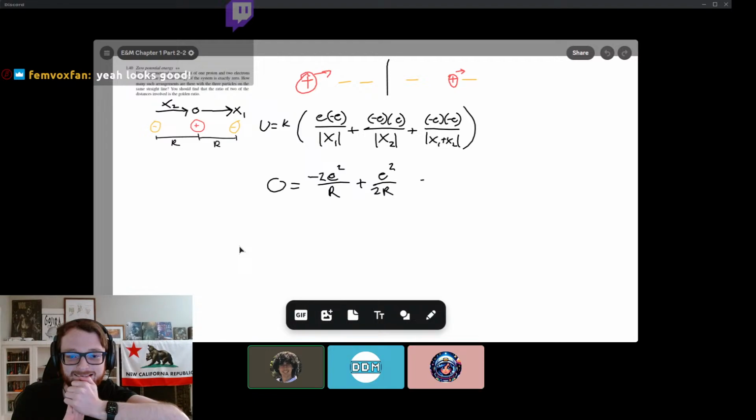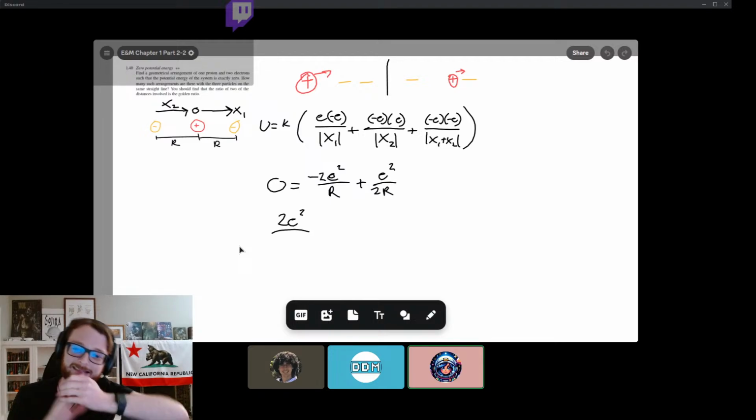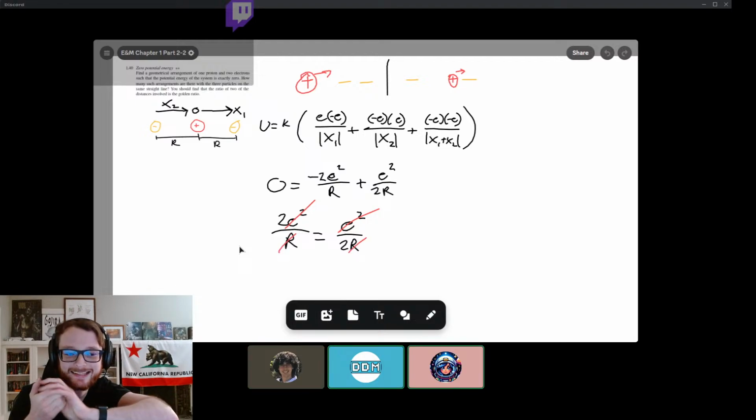Right? Yeah. So, let's see if we can do that. We should end up with 2e squared over big R equals e squared over 2r. Slash in the e's. You don't need none of that. Don't need none of these r's. That don't seem right. Yeah. 2 equals a half. Did it. All right. What do you all got?